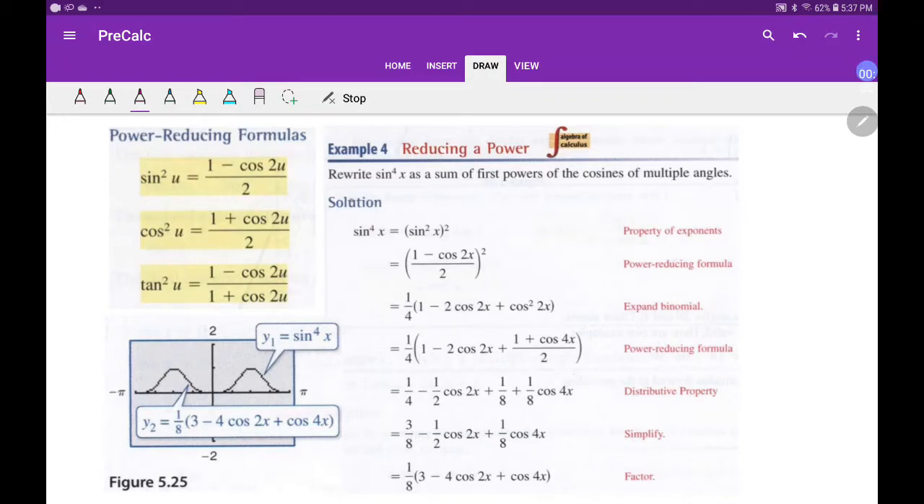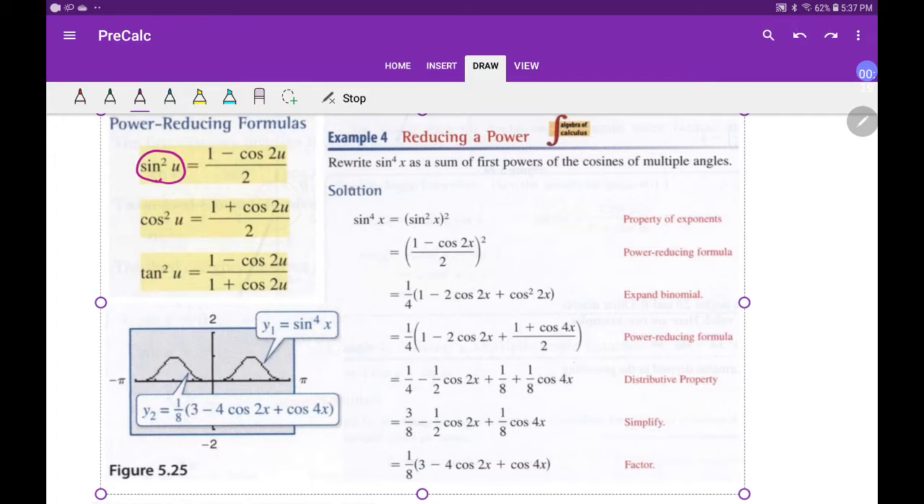Okay, we have some new identities. Power reducing. That is, we go from sine squared u to a situation where there's no power anymore. The square is gone. Okay. And you can see this example of where they used it.